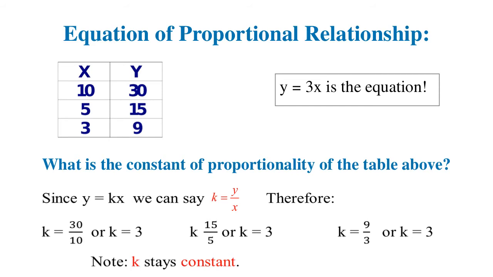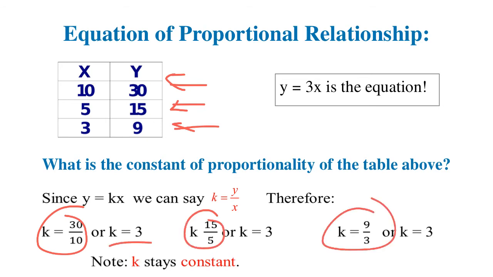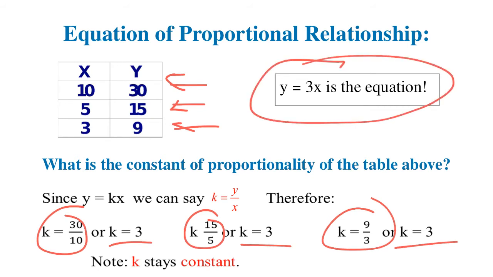Take our 2, put it where k is, and our equation is y equals 2x. Here's another table. We're told that if x is 10, y is 30. If x is 5, y is 15. And if x is 3, y is 9. What's the constant of proportionality? Take any set of x and y, divide them, and we find that it is 3. And therefore, the equation would be y equals 3x, where k is 3, and you just substitute in.